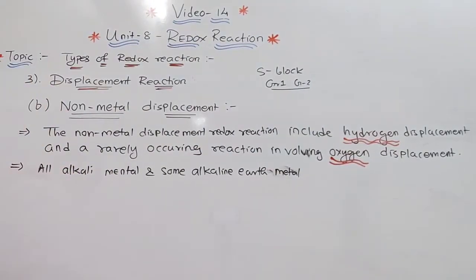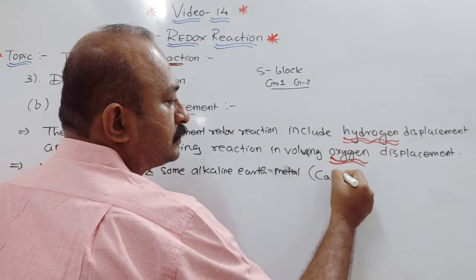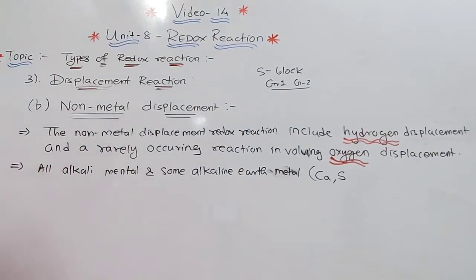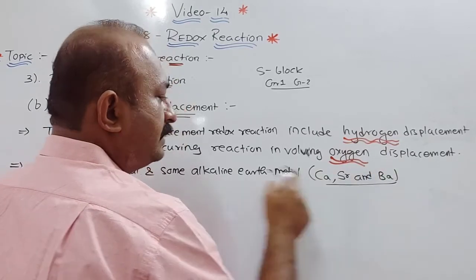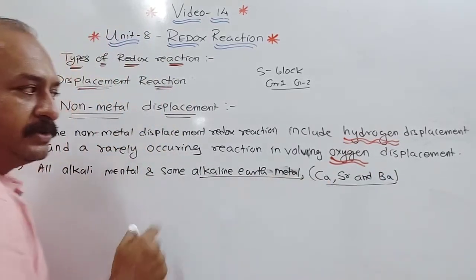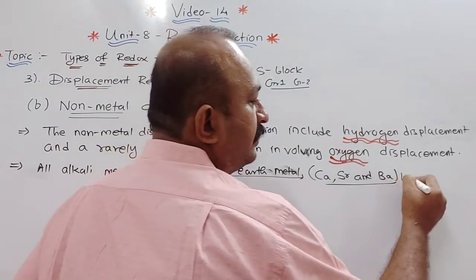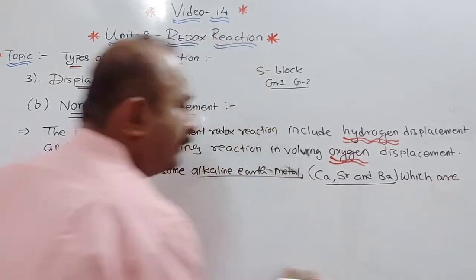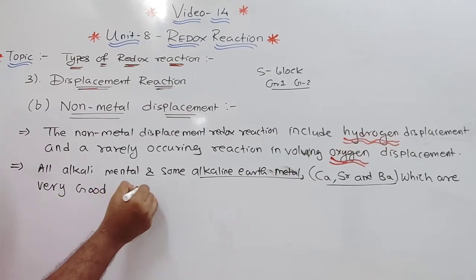Some alkaline earth metals, what is given? They are calcium, strontium and barium. These are the alkaline earth metals we are talking about. All alkali metals and some alkaline earth metals are very good reductants.